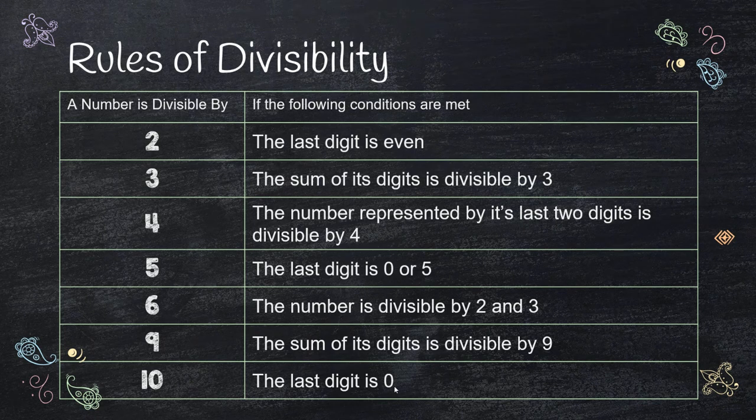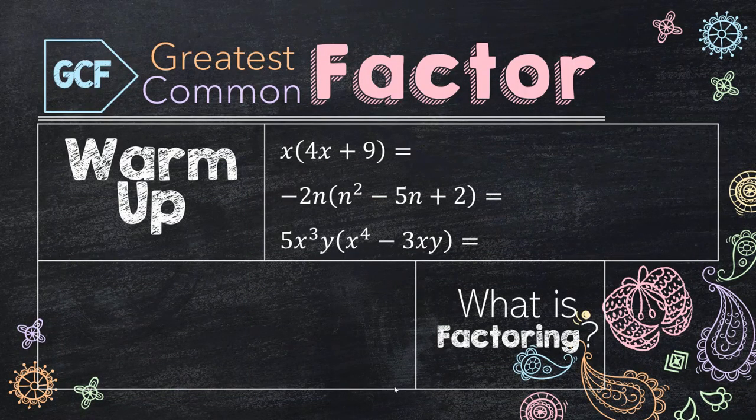So those rules should help you to figure out a greatest common factor, because we're thinking about what we can divide both numbers or both terms by, or all 3 or 4 terms. All right, so before we factor, we're going to warm up by multiplying monomials or distributing.